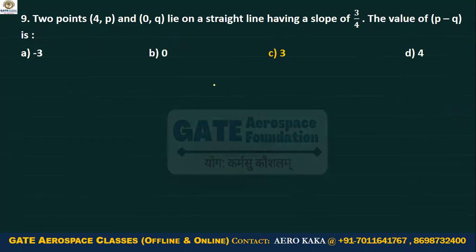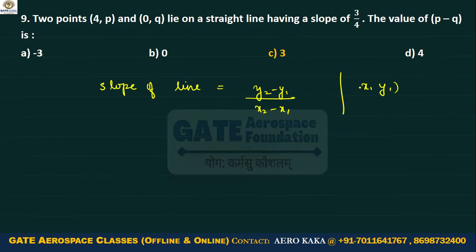2, 4p and 0, q lie on a straight line having a slope 3 by 4. We are supposed to find out the value of p minus q. Now, this is a pretty simple question. We know that the equation of slope of a line is y2 minus y1 upon x2 minus x1. In this case, we have x1, y1 equals 4, p and x2, y2 equals 0, q.